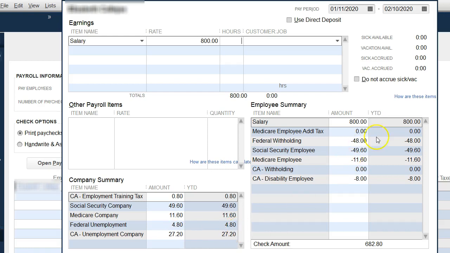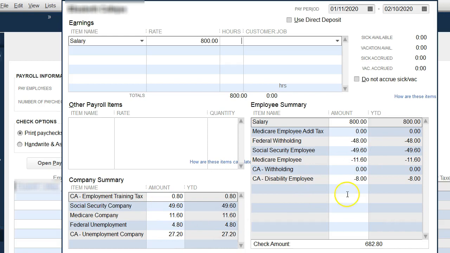So once my wages reach $7,000, let's say I have $7,020 here, there will not be tax amounts for anything after $7,000 in wages.